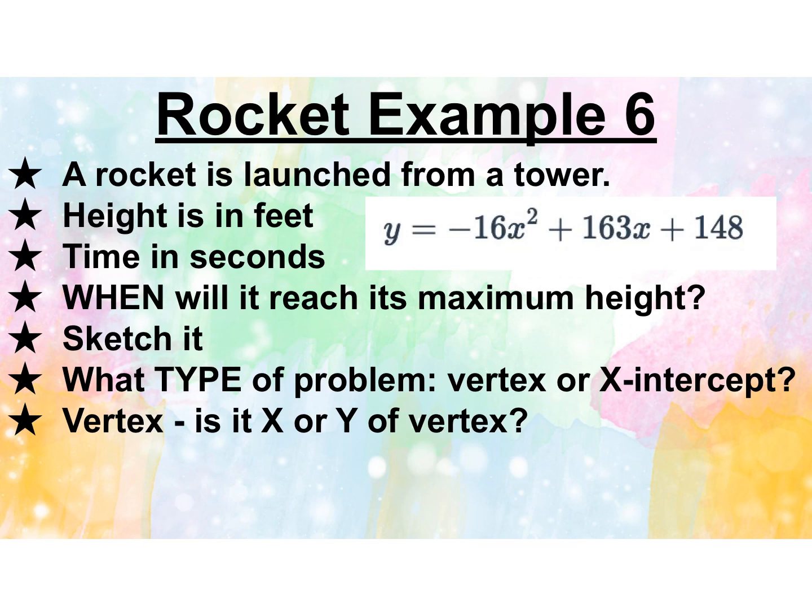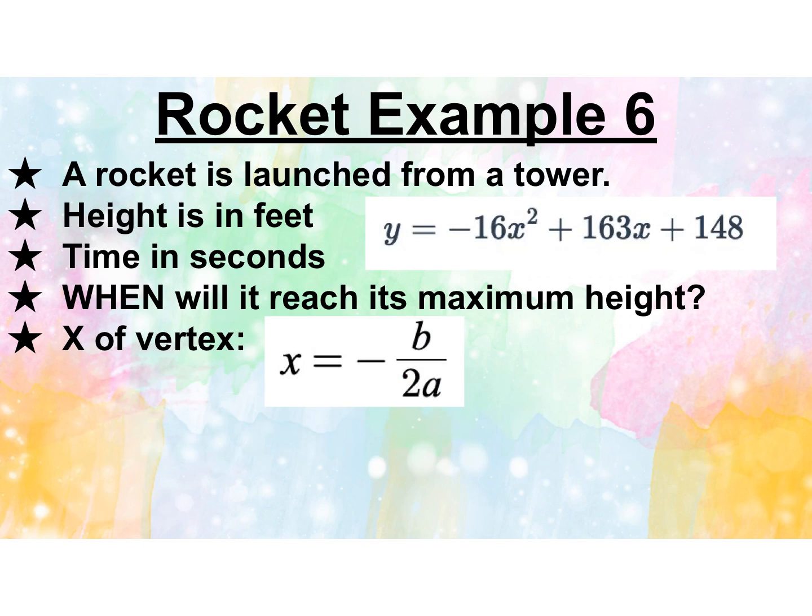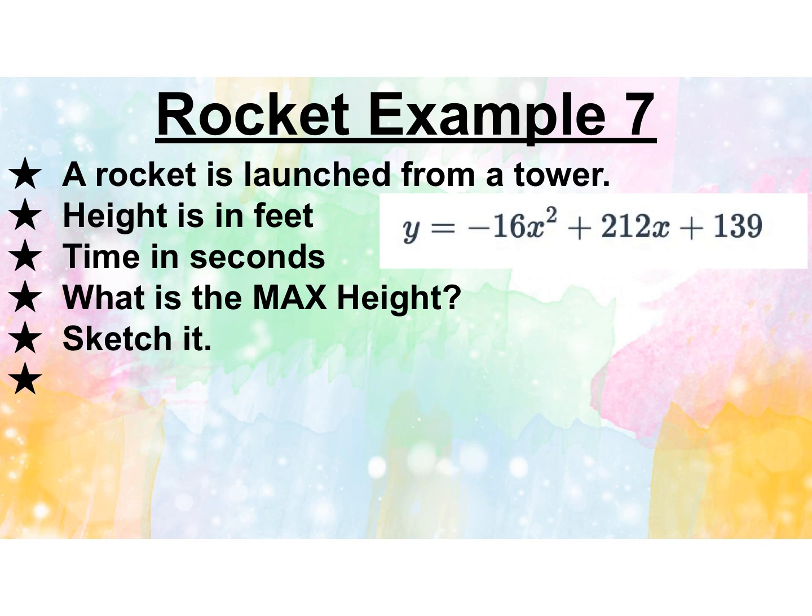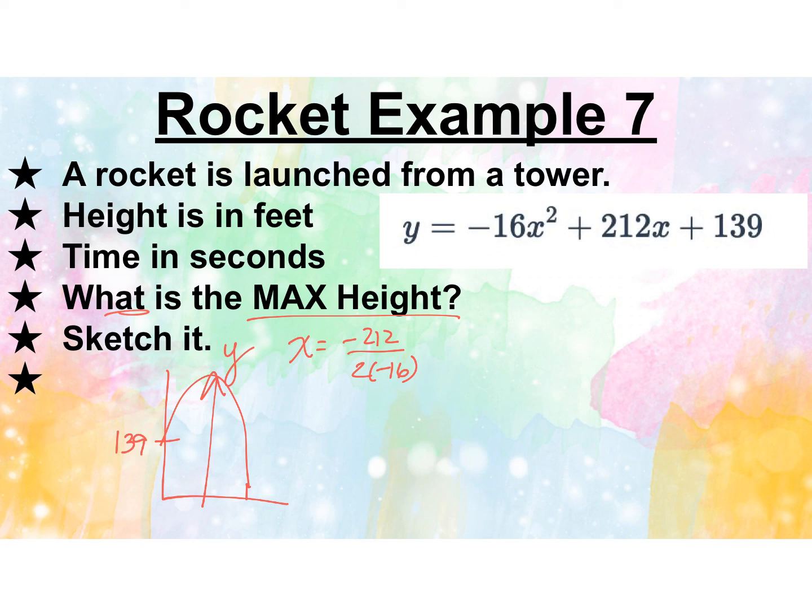When, oh, we already did that. We'll walk all the way through this. And here we go. So now, what is the max height? Again, a new problem. We're starting here at 139, going up and coming down. What is the maximum height? That's y of my vertex. So first I have to find x of my vertex. So x equals negative 12 over 2 times negative 16. So x is 6.625. Then you're going to plug it back in.